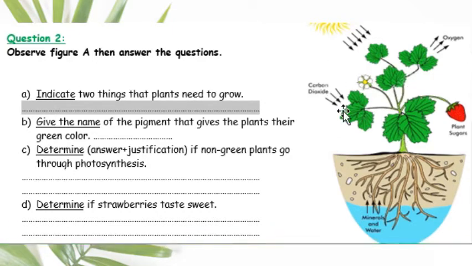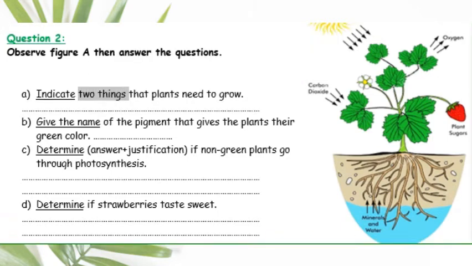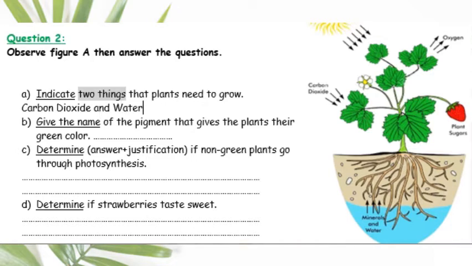Okay, and if we look closer at the diagram, we can see that plants are taking sunlight energy and carbon dioxide, and they are also soaking minerals and water from the soil. So it's enough for me to mention 2 things only. You need to list 2 things only. I will write carbon dioxide, or you can put CO2, and water.